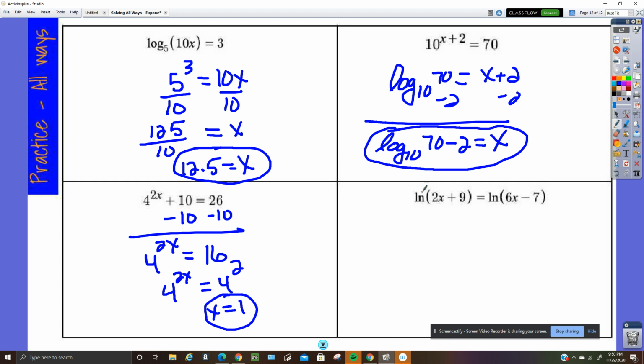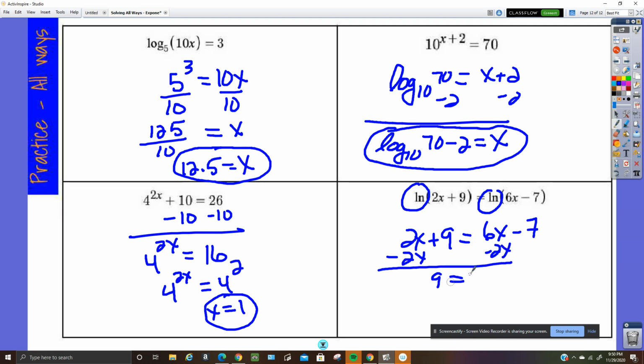And then this last one has the same log, natural log, or log base e. So you're just going to equate the expressions next to the log. So subtract 2x. So 9 is 4x minus 7. Add 7. 16 equal 4x. Then divide by 4, so x is going to be 4.